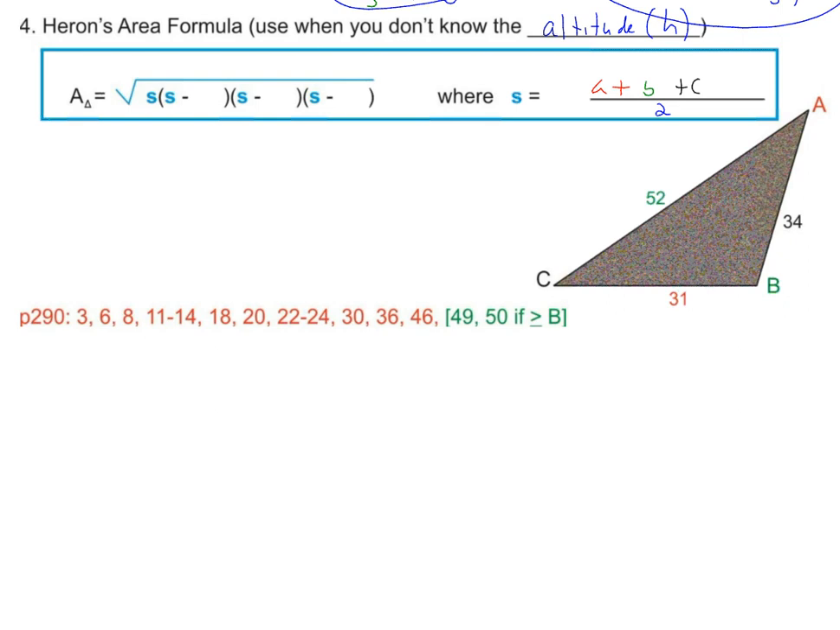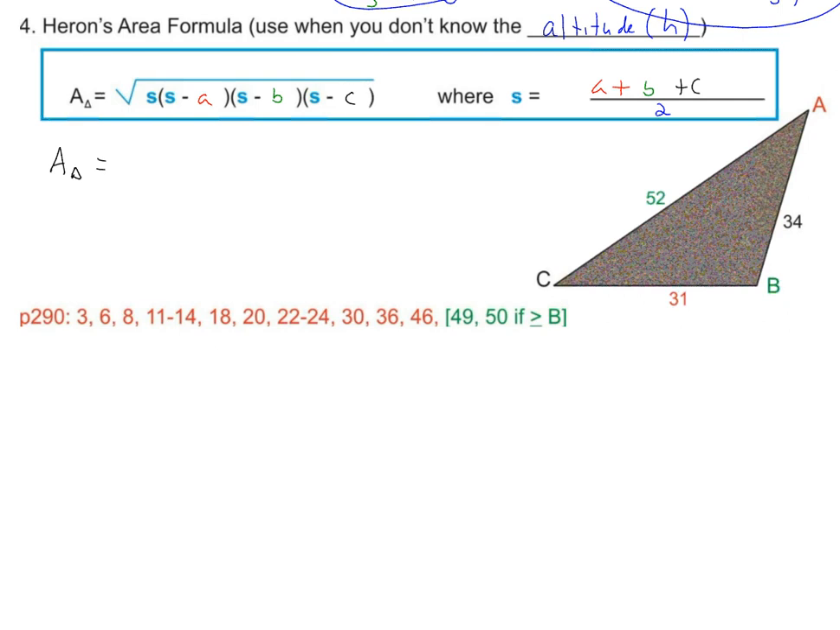Then Heron's area formula is the square root of the semi-perimeter times the quantity of the semi-perimeter minus side A, times the semi-perimeter minus side B, times the semi-perimeter minus side C. That gives the area of a triangle. So again, when are you using this? When you know the 3 sides of the triangle, but you don't know the height, the altitude. Otherwise, go the other route.